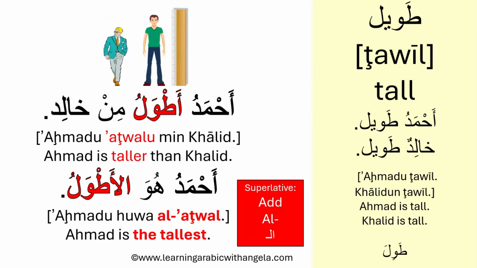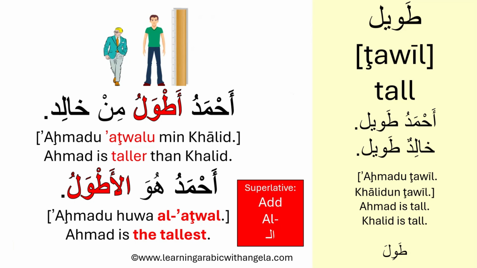If I want to say Ahmad is the tallest, I'm going to add alif lam to the adjective that we formed, the comparative adjective, and it becomes superlative. So I say Ahmad huwa al-atwal. So we add alif lam. Atwal becomes al-atwal. Ahmad is the tallest. So very simple.